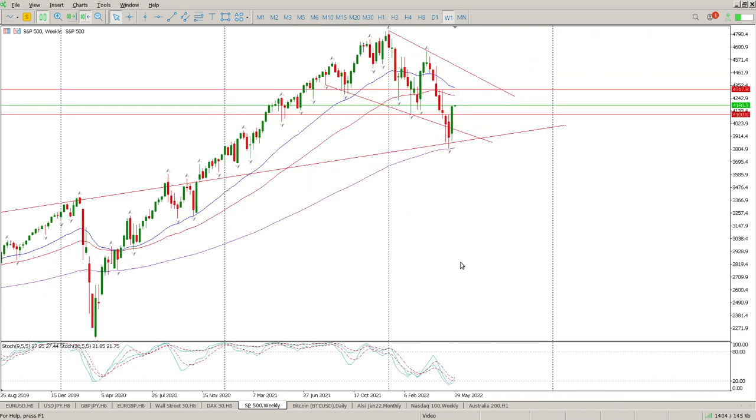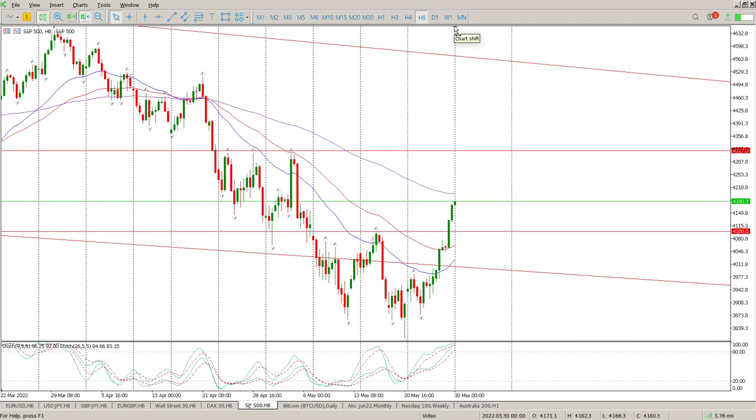Weekly, we have an engulfing which took out 3 weeks, but I'm not going to read too much into that because we've had it before over here, and then we just rolled over again. So we need to clear this 4,300 area before we start looking at any possibility of a continuation of this bull trend.